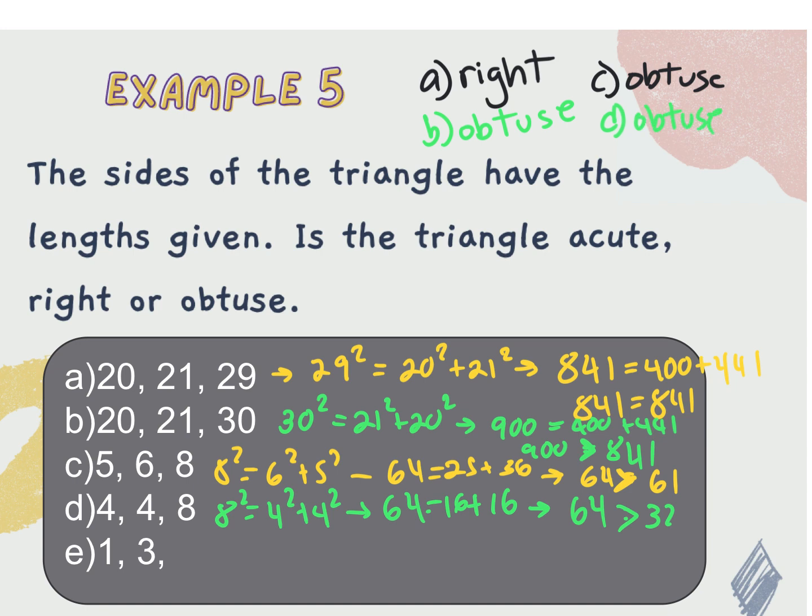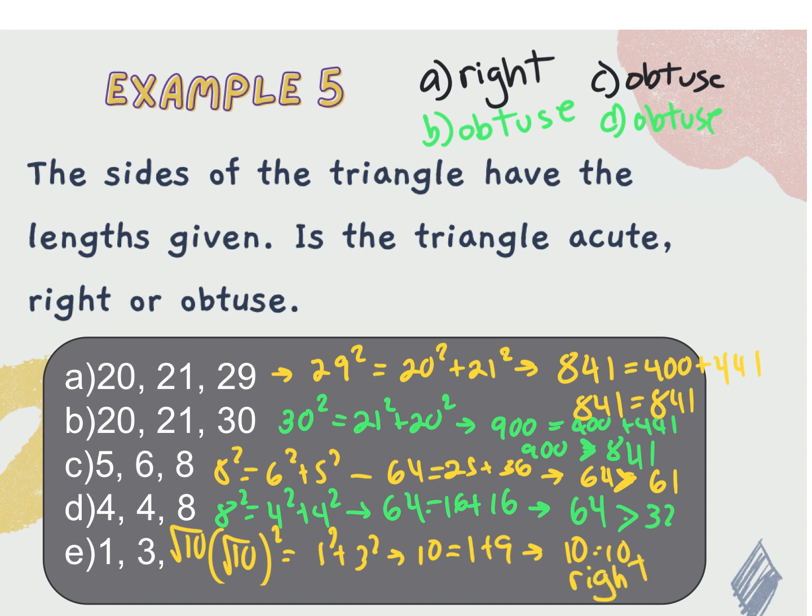Now, the last one is missing a number. The number that is missing is the square root of 10. So, I'm going to do square root of 10 squared. That's the biggest one. You guys can check in your calculators. Equals 1 squared plus 3 squared. That's going to be 10 is equal to 1 plus 9, which gives us 10 is equal to 10. Therefore, this is a right triangle. Now, if by any chance we would have had the hypotenuse smaller, then it would have been acute, but in this example, we didn't have any.